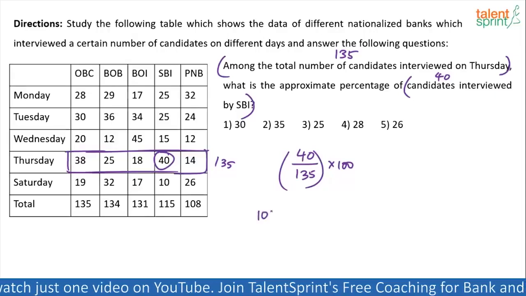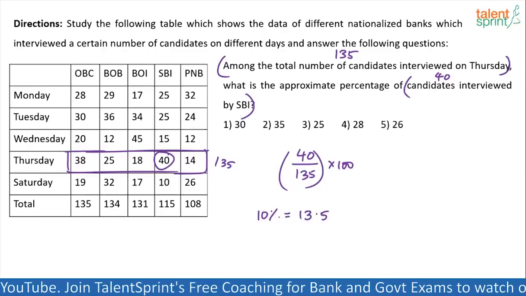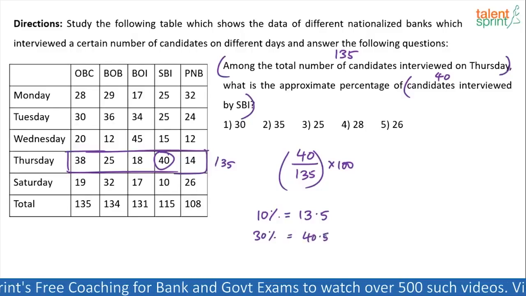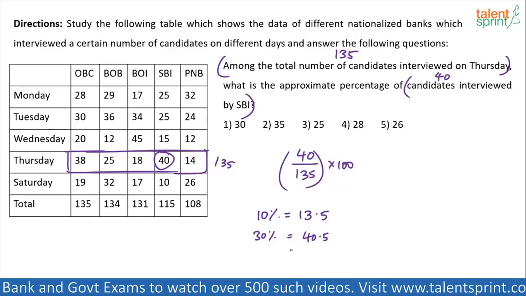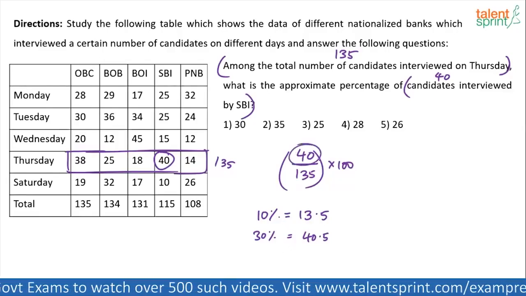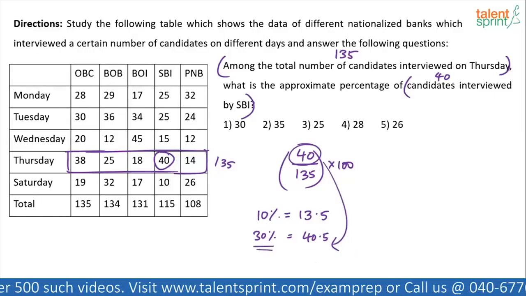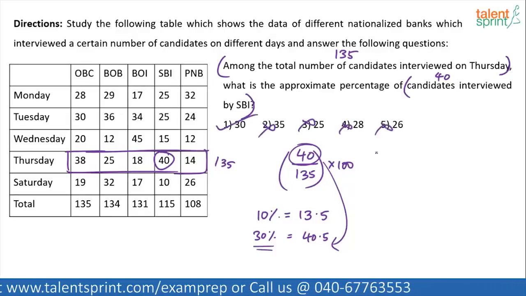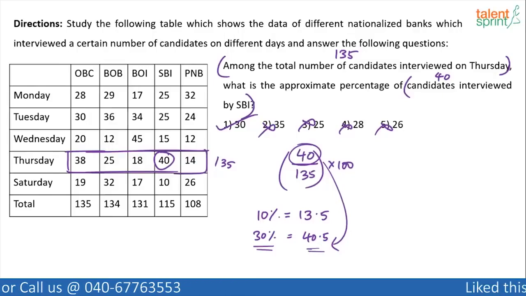The simple point is 10% is equal to 13.5. Yes or no? 10% is 13.5. What will be 30%? 10% into 3 is 30%. 13.5 into 3. So 39 plus 1.5, 40.5. What's the numerator? 40. Is it not very close to 40.5? Yes. So should the answer not be close to 30%? Now which option is close to 30% here? Approximately option 1 itself. All are out of the range. Very, very close to 30%, right? 40.5 and 40, there's hardly a difference. So option 1, 30 is the answer for this question.